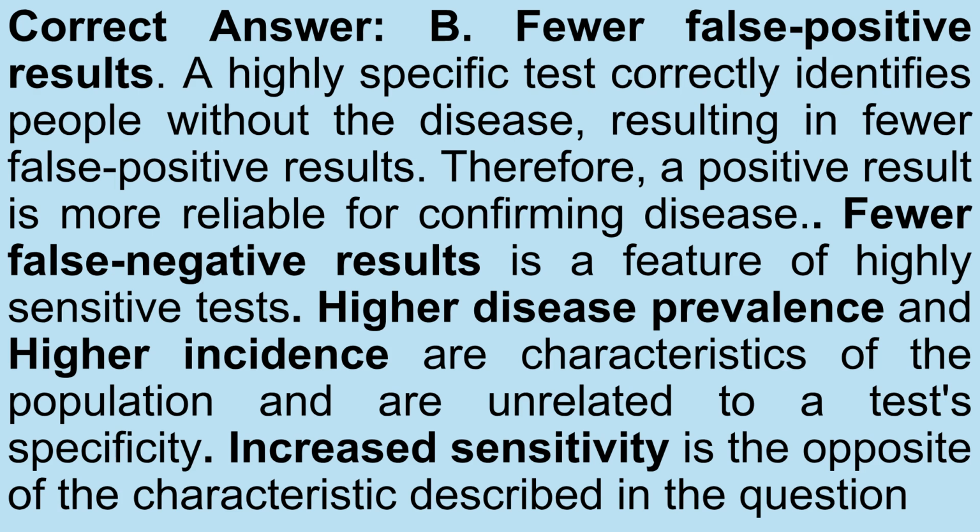Fewer false positive results. A highly specific test correctly identifies people without the disease, resulting in fewer false positive results. Therefore, a positive result is more reliable for confirming disease. Fewer false negative results is a feature of highly sensitive tests. Higher disease prevalence and higher incidence are characteristics of the population and are unrelated to a test's specificity. Increased sensitivity is the opposite of the characteristic described in the question.